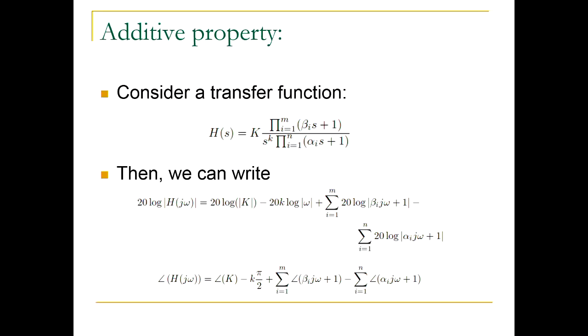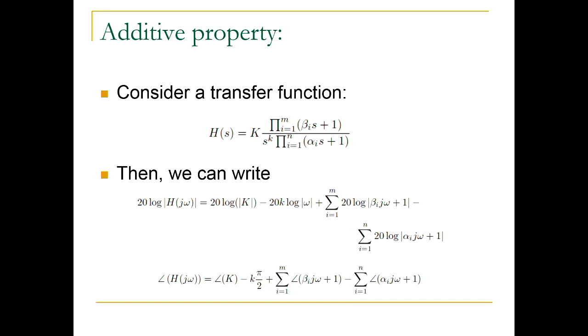So by the way, transfer function can be written in this manner, right? Any transfer function might have a number of integrators. It may have a number of poles, a number of zeros, and it may have some constant k that comes in front. So pretty much any transfer function you can think of that we deal with, rational transfer functions, can be represented in this way.